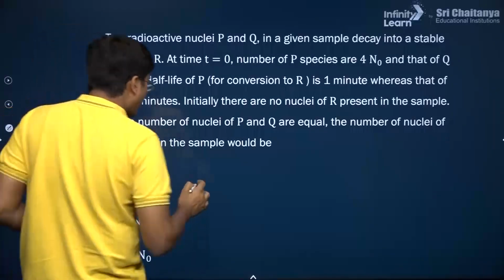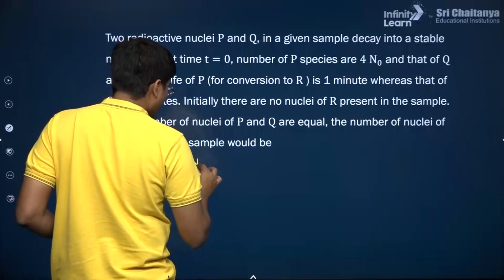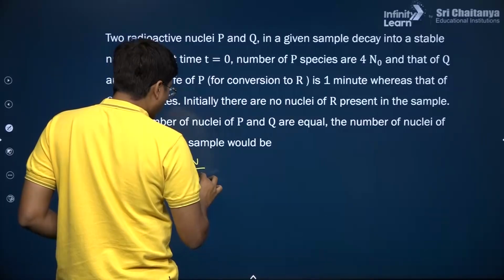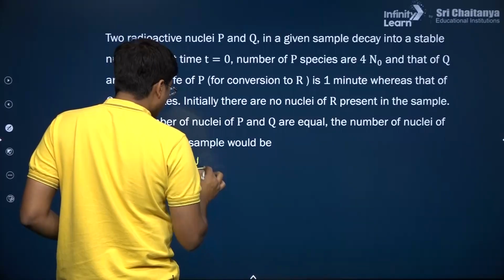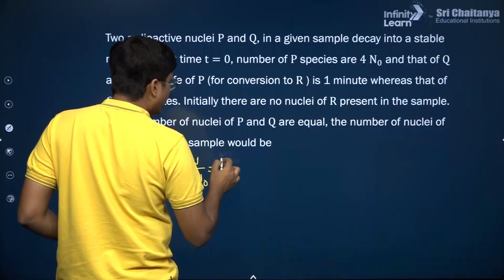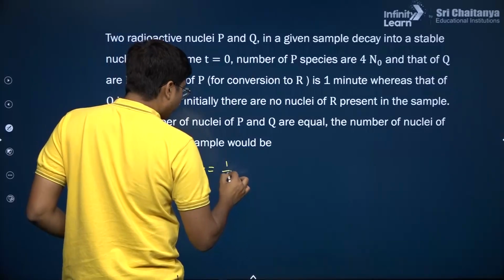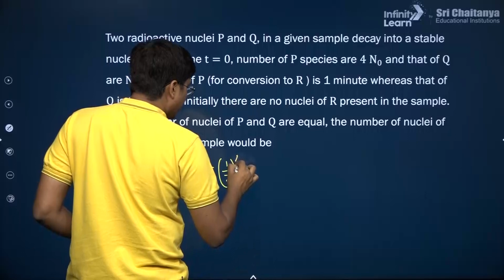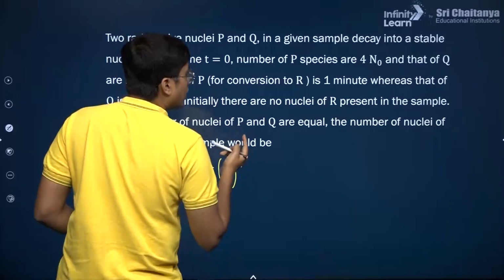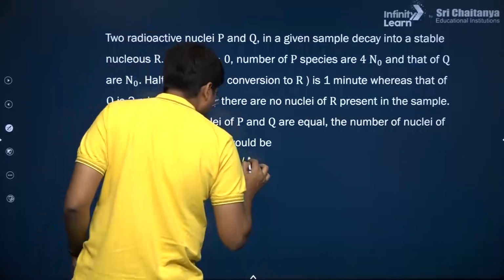We know n by n naught. In the first case, n by 4 n naught would be equal to half to the power t by t half. So t by, it's 1 minute for the first case, right?